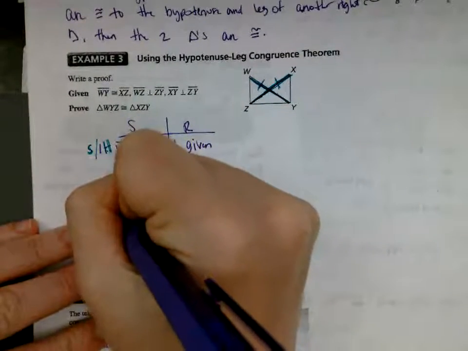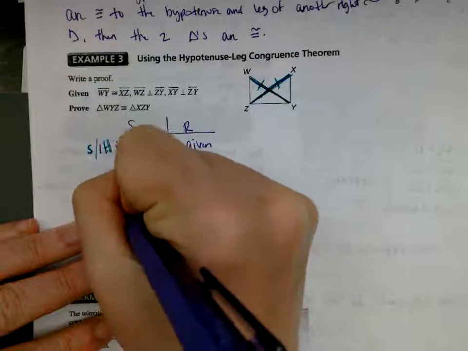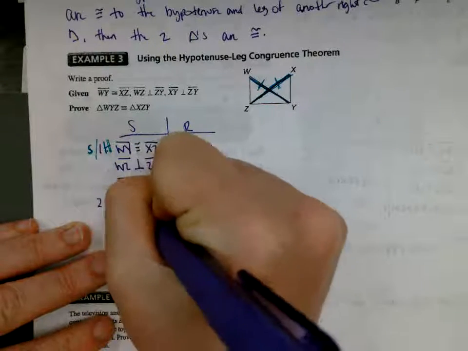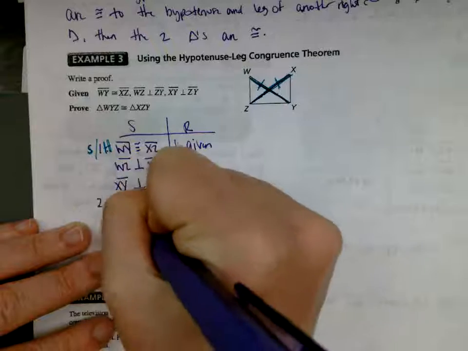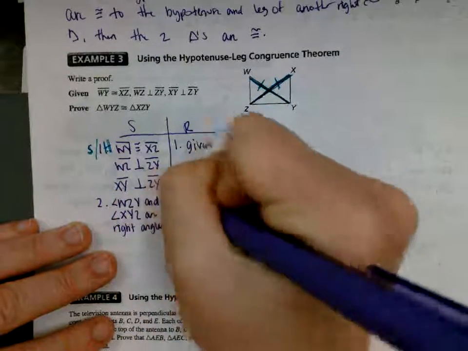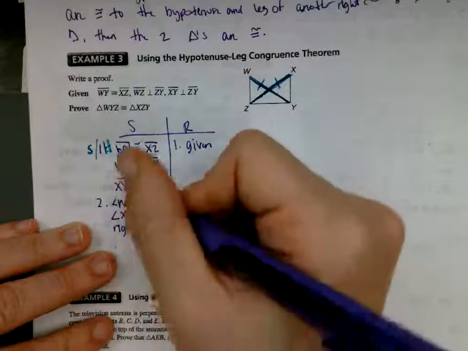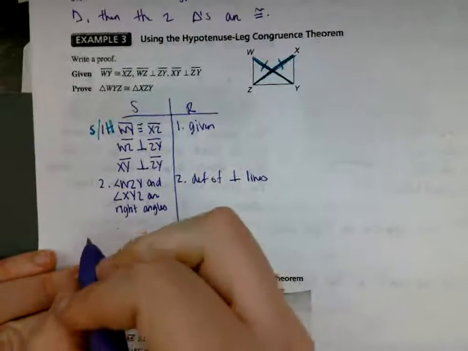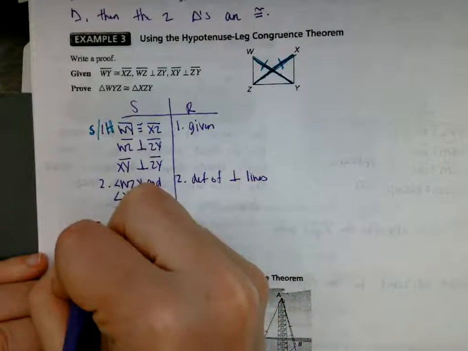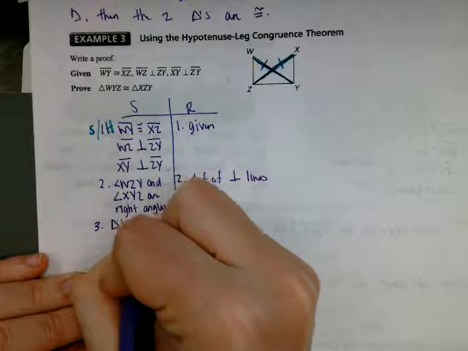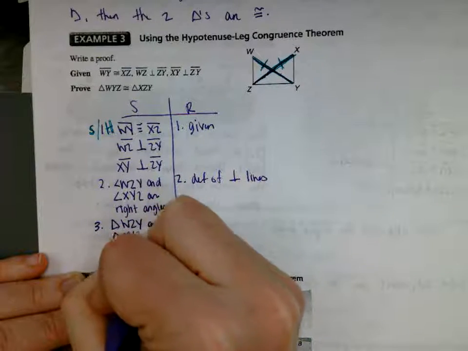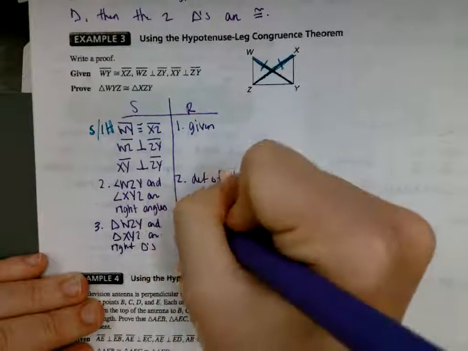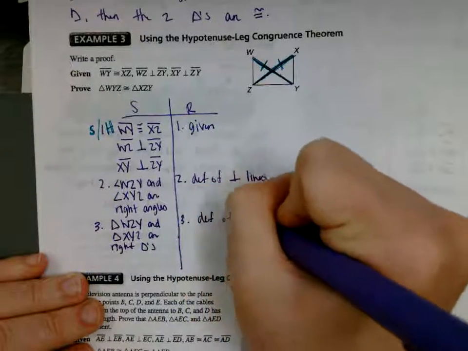So I know that angle WZY and angle XYZ are right angles, because these two things right here in the given told me that. And that is the definition of perpendicular lines. So then that means that triangle WZY and triangle XYZ are right triangles. Definition of right triangle.